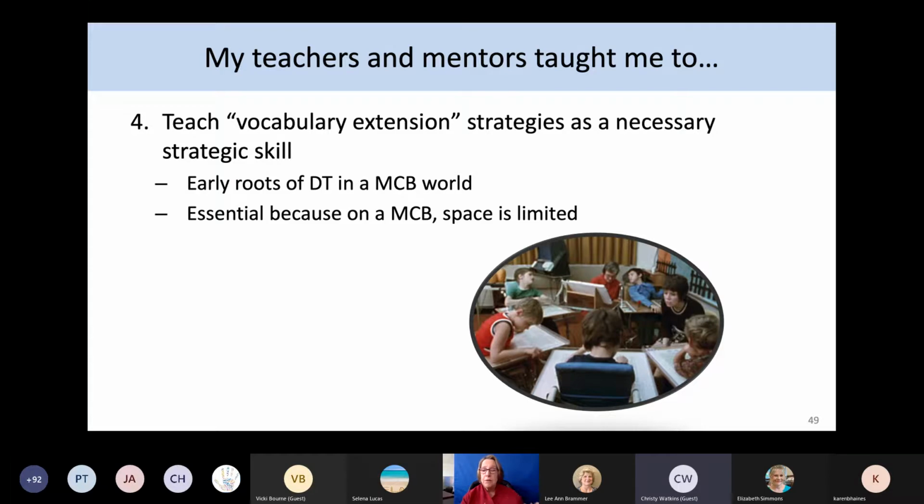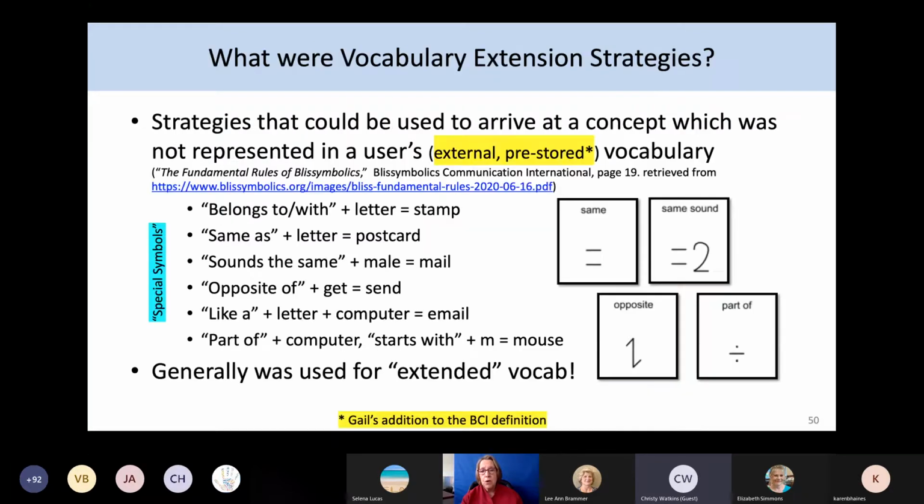You have to be good with their device: operational competency, linguistic competency, social competencies, and strategic. So when we think about descriptive teaching or descriptive talking or descriptive testing, the early roots of all that go back to a manual communication board, because again, on a manual board, that space was very limited for where you could put vocabulary. So you had to find ways to give kids access to more words.